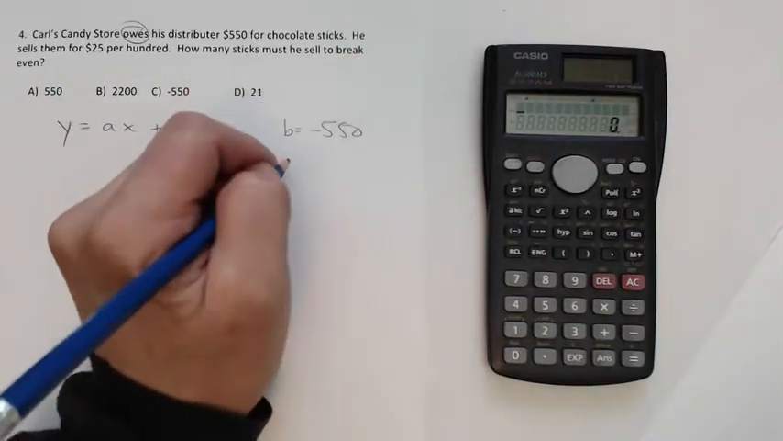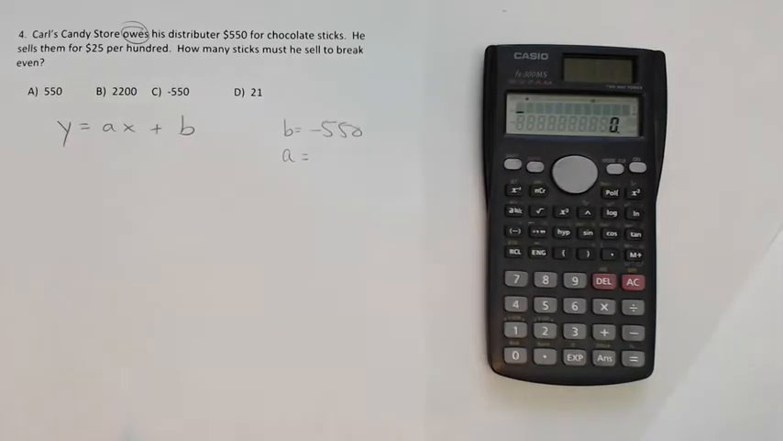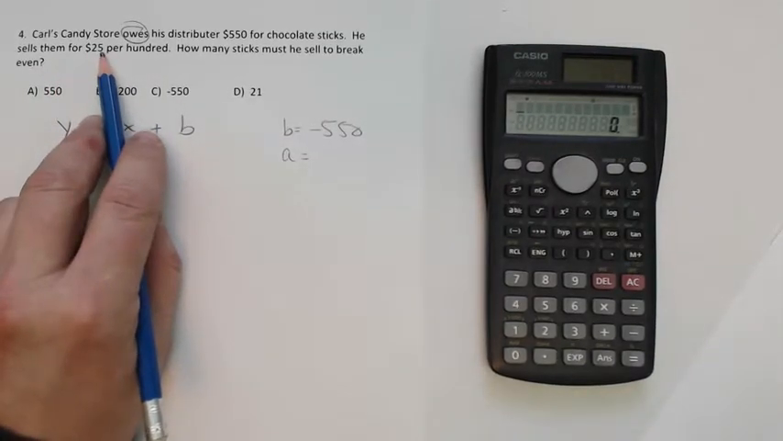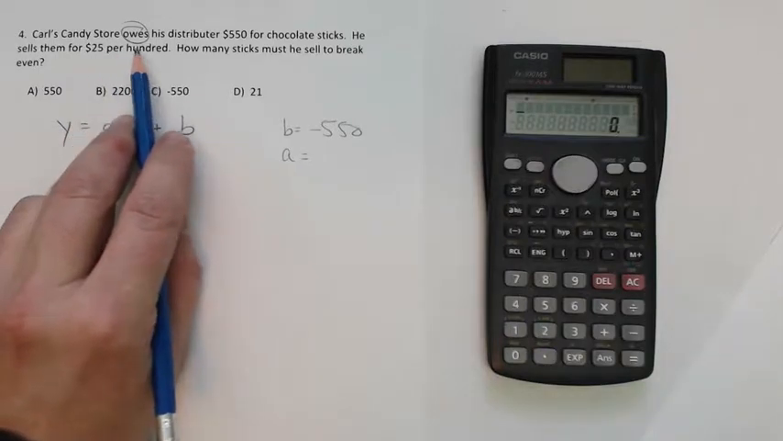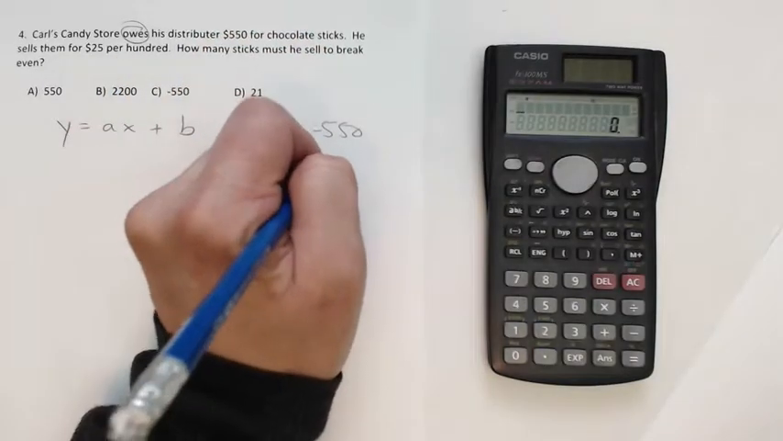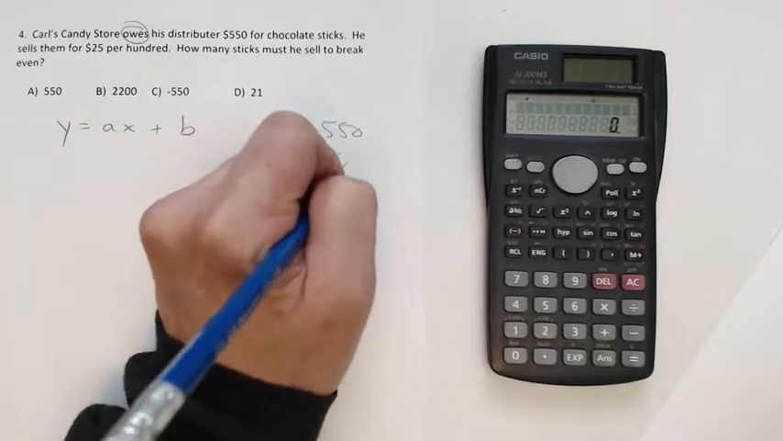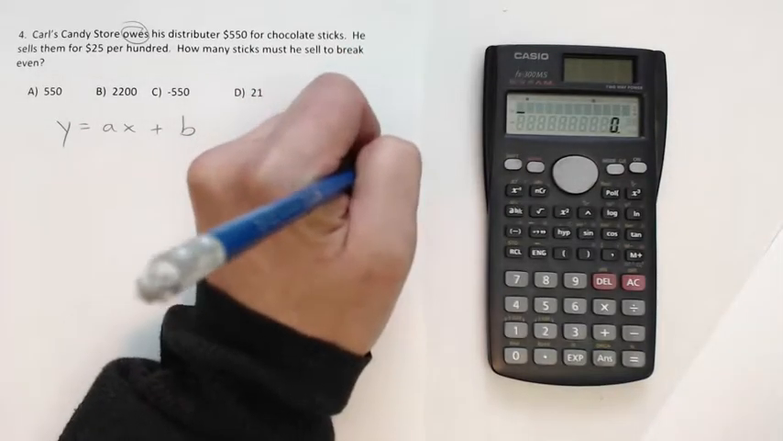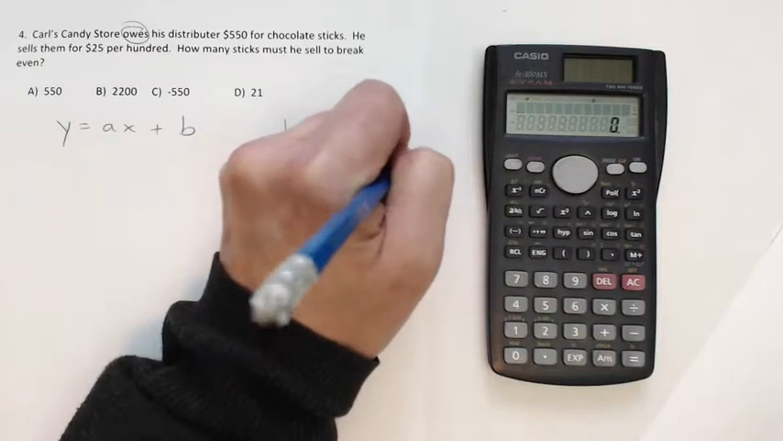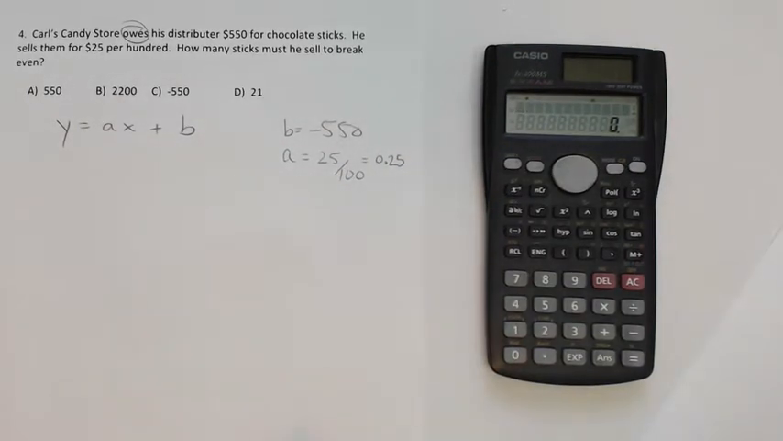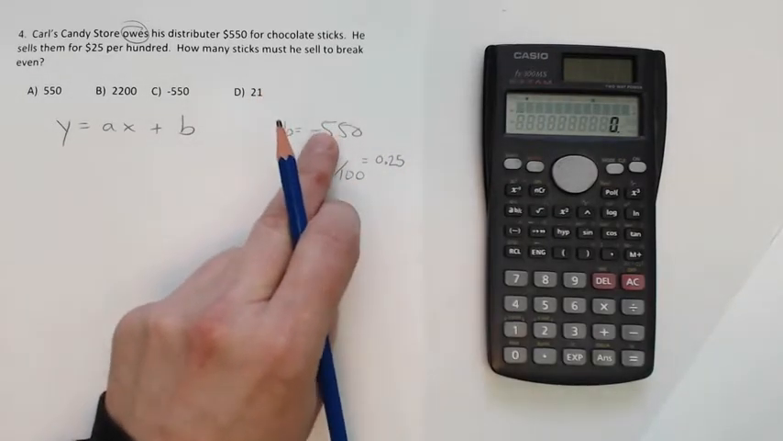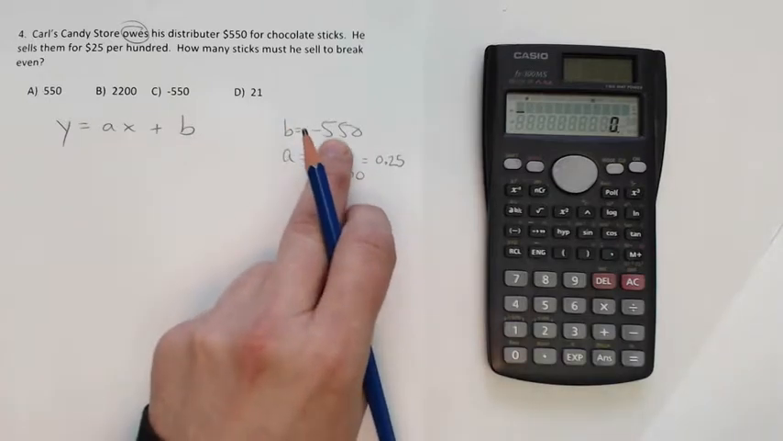The next thing to think about is the rate of change or the slope. Well, someone's going to want to put 25 for the rate of change. You've got to be careful. He makes $25 when he sells 100 of those sticks. He makes $25 per 100 sticks. So when you divide that, what you really get there is 0.25. He makes a quarter. He sells each stick for a quarter. So he's got to sell a whole lot of sticks at 25 cents each in order to claw his way back up to zero from negative 550 bucks.